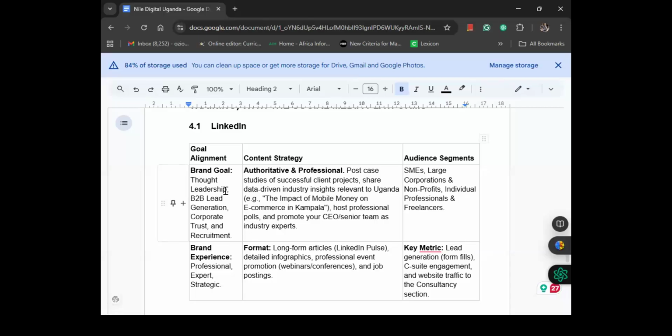How are we going to know that we are achieving success? Lead generation, people are filling forms. Do you get it? To know more about what you are selling. C-suite engagement, those top managers are calling you, asking, please, can you help us in our business? And also website traffic to the consultancy section of your website. You are receiving traffic. People want to learn more.